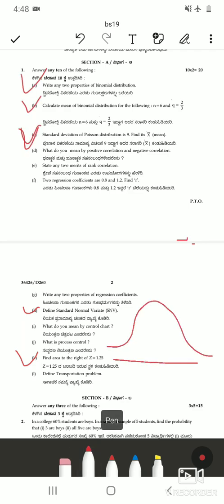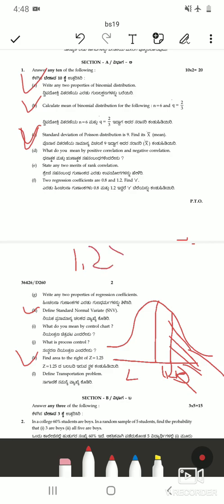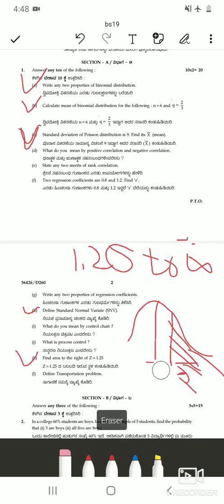So this is a normal curve. You have to find out the area from 1.25 to the right side. So this is your left side, this is your right side. Here is 1.25. So to the right of 1.25 is the area from 1.25 to infinity. I hope by now you know how to find the area.